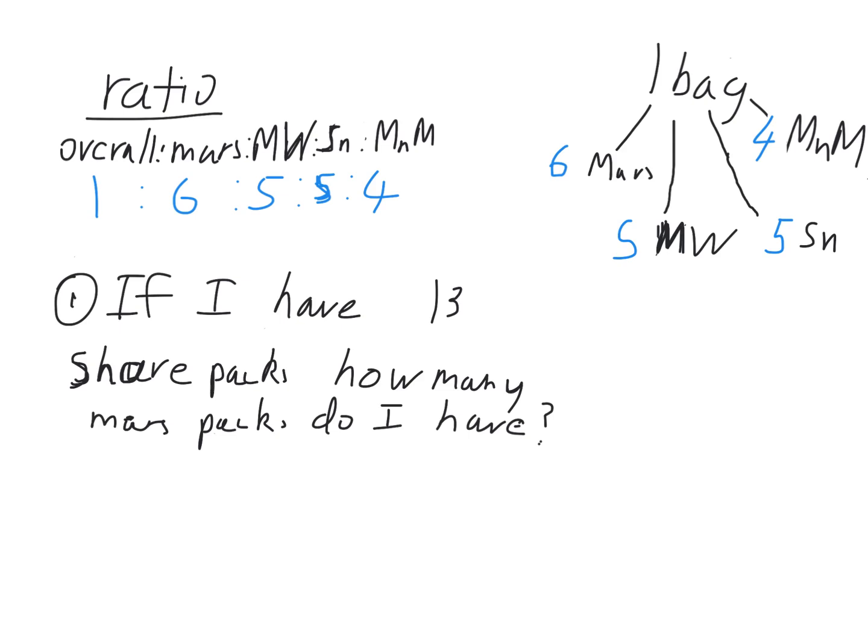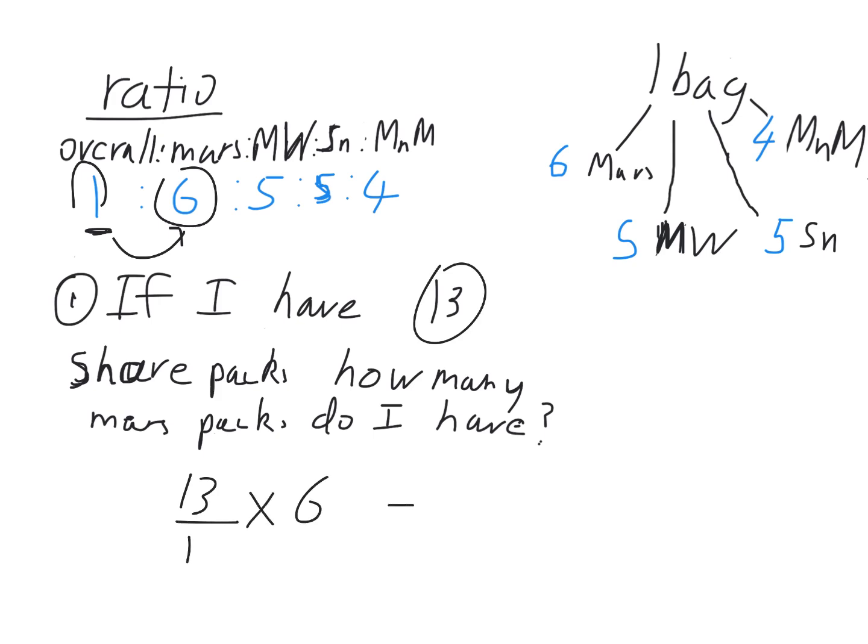So what we do is we have the number of share packs, we divide that by the share pack number in the ratio, and then we times by where we're going. So divide by where we start, times by where we're going. So we go 13, divide by 1, times by 6. I can just times by 6 in this case, but the divide by 1 becomes important later on. So 13 times 6 should give you 78.